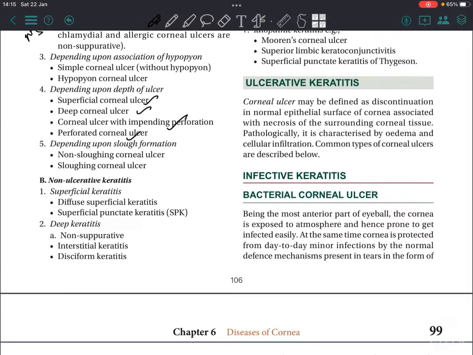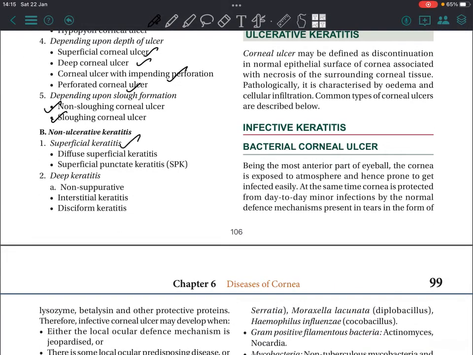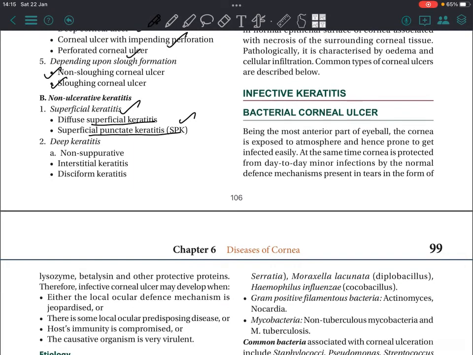Depending upon slough formation: sloughing and non-sloughing. Non-ulcerative keratitis: superficial keratitis, diffuse superficial keratitis, superficial punctate keratitis (SPK); deep keratitis, non-suppurative interstitial keratitis, disciform keratitis.